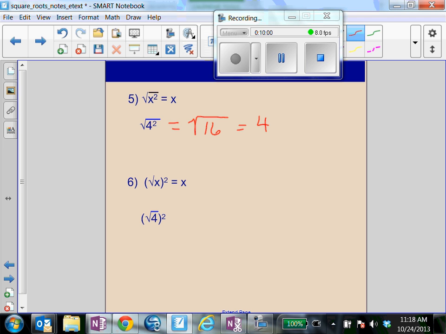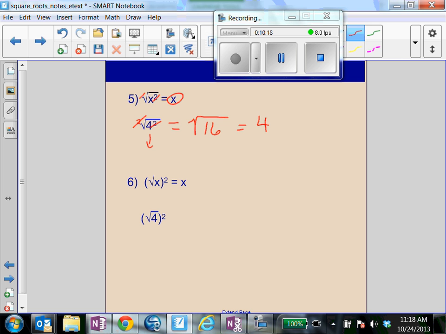So this shows you that when you have a square root and a square, they actually cancel each other, and you're left with whatever's underneath your square root, the 4. So that's what we're seeing in our rule. Up here, the square root of x squared, the square and the square root cancel, and you're left with x.